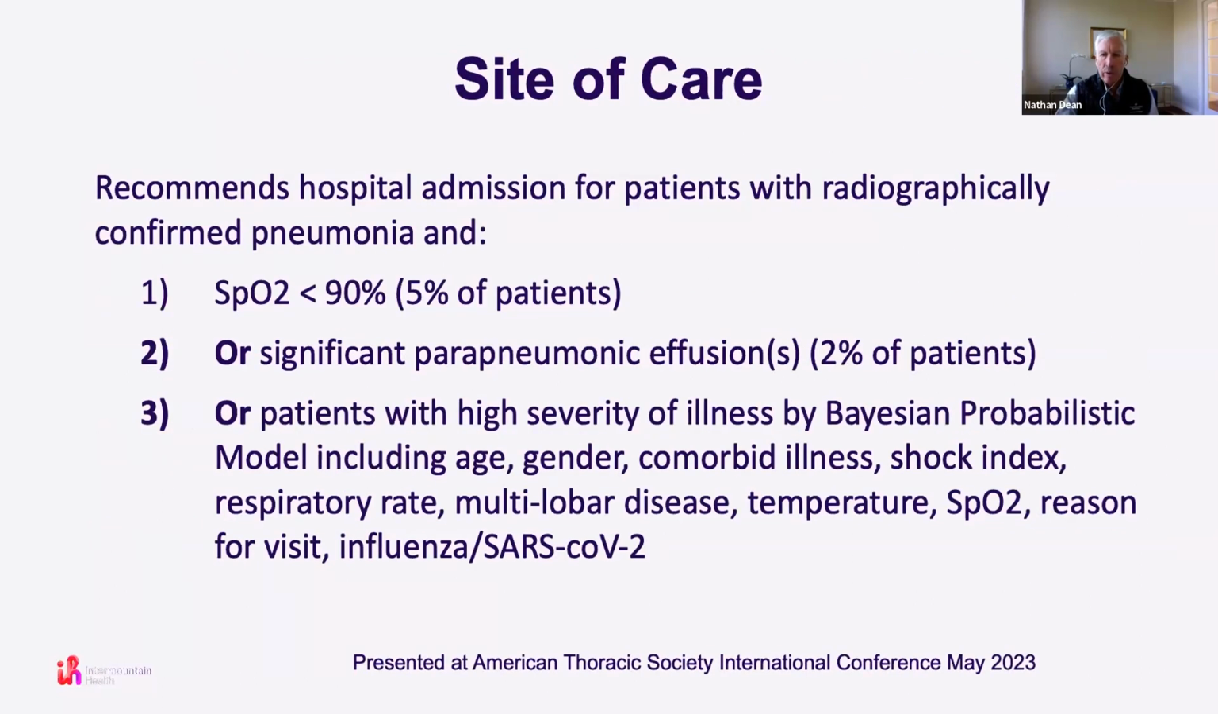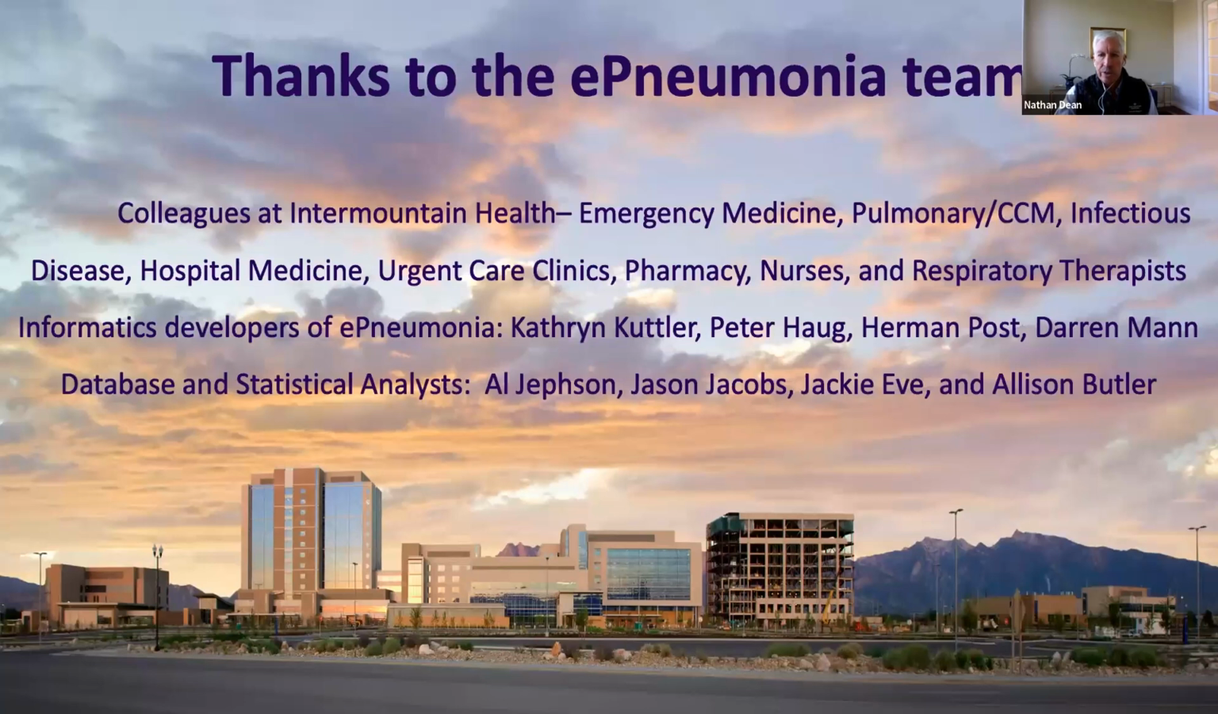For e-pneumonia in the urgent cares, we also had to do some redoing of our criteria for hospital admission. So patients who have low oxygen saturation, a significant pleural effusion, and then you can see yet another AI model, a Bayesian probabilistic model that Peter Haug, who's on this call, has developed for us using the different factors that are available in the urgent care clinics. Next slide. So that's my ending slide.